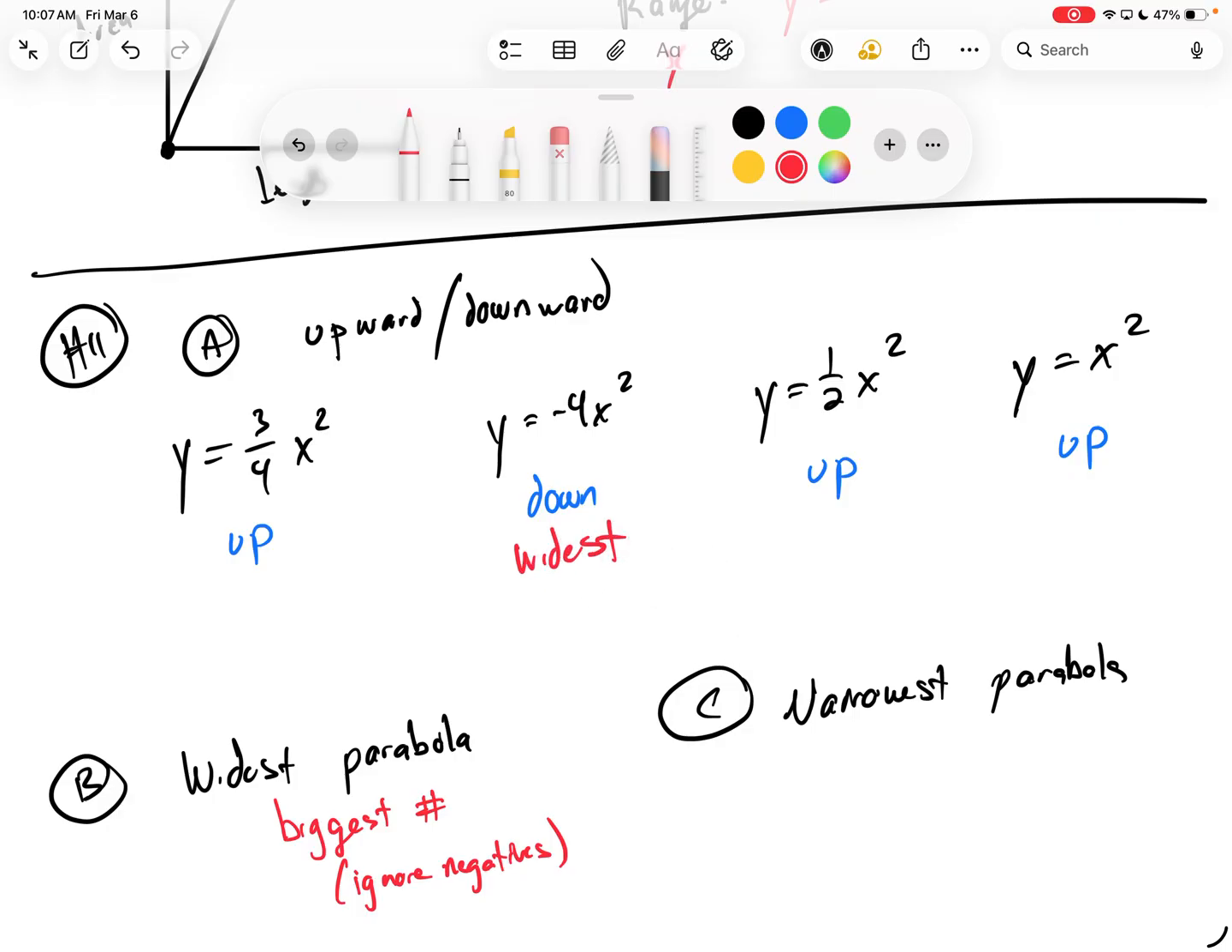Any guesses of what the narrowest one's going to be? One half. That's going to be my smallest number. Again, ignore negatives. The ignore negatives part is just going back to what we said before of the negative reflects it, right? But it does not affect how wide or narrow it is. So if it's a big number, it is going to make it wide. If it is a small number, it is going to make it narrow. Okay. All right. That is all 11 problems.